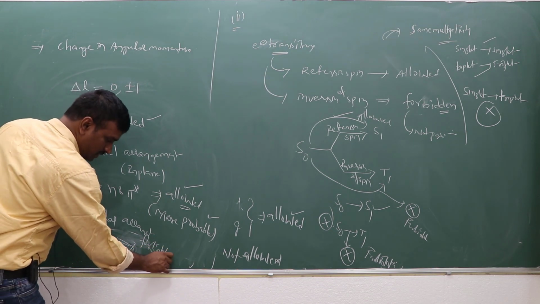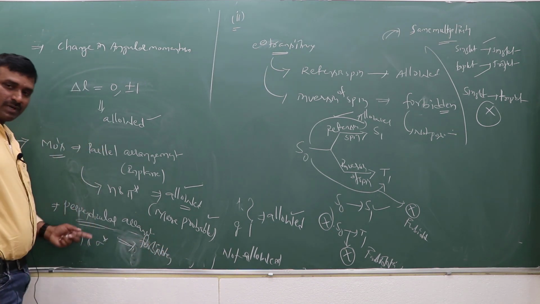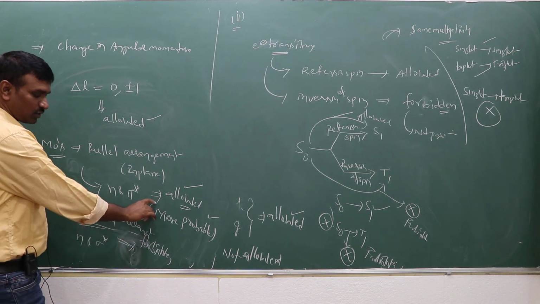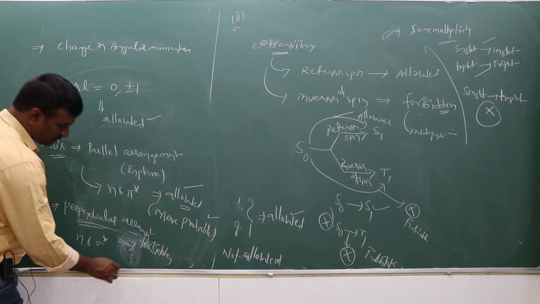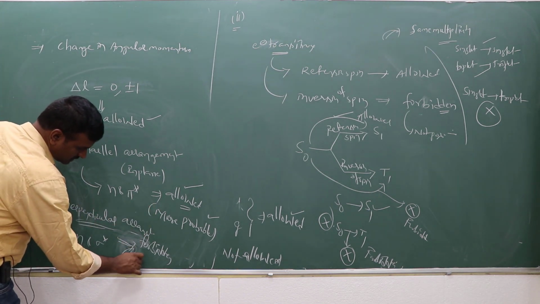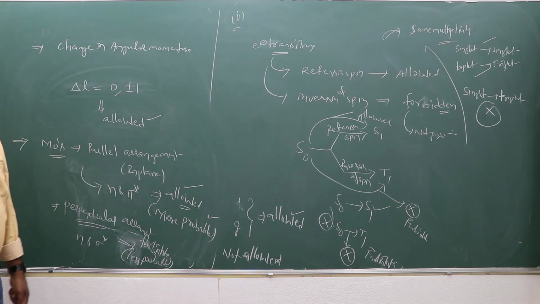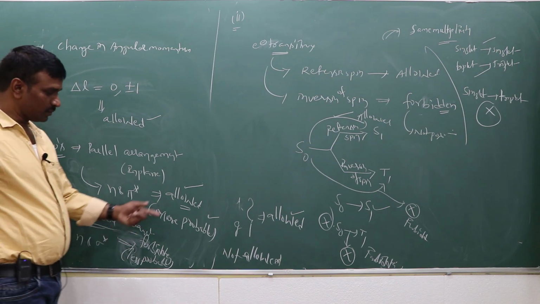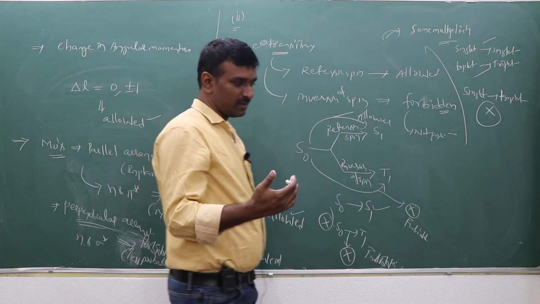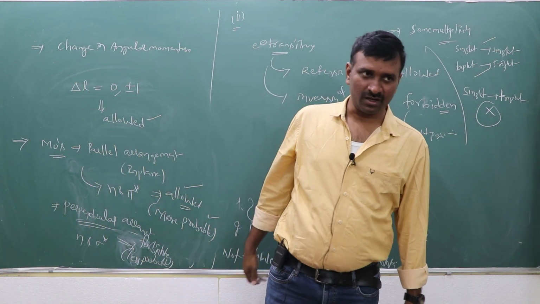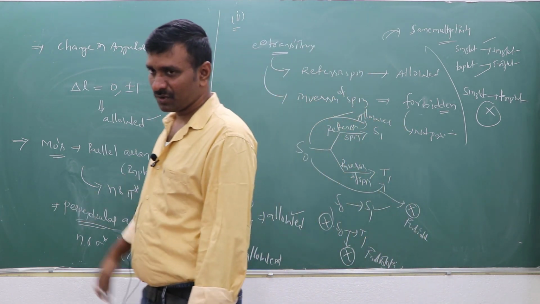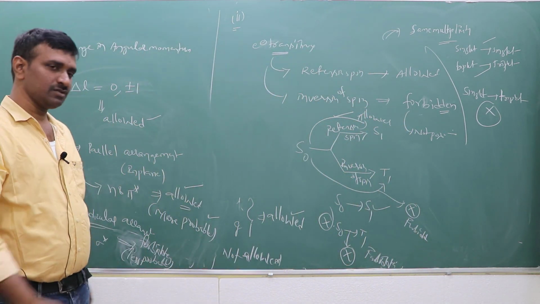Forbidden means it is still possible here, but it is a less probable transition. This is a more probable transition, this is a less probable transition. Less probable transition means less intense transition, so the intensity of the band is very low. This is a more intense band, this is a less intense band. More intense means more peak height, and the band width and band height are also more.